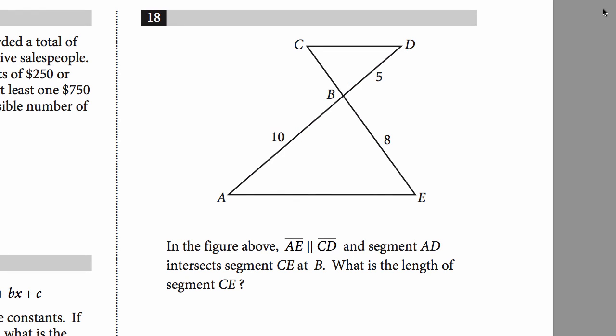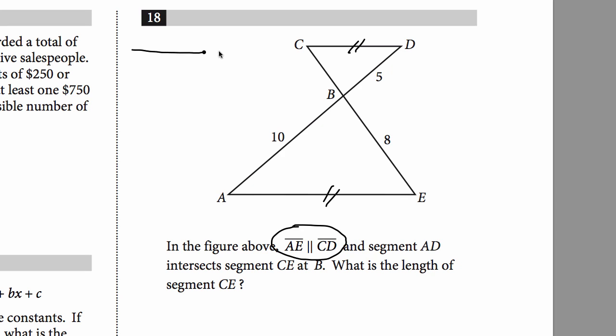All right, that's it. All right, so number 18. This one says in the figure above, AE is parallel to CD, and segment AD intersects segment CE at B. Okay, what is the length of CE? So what they want is the length of the entire segment there. And they told you this is the key information, AE is parallel to CD.